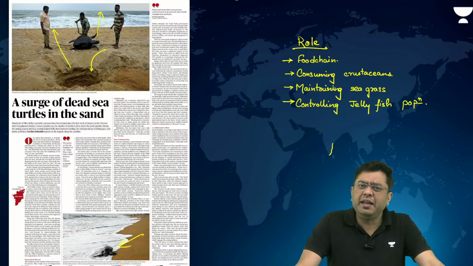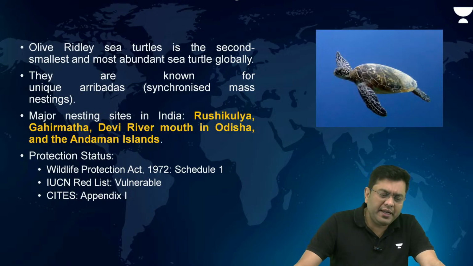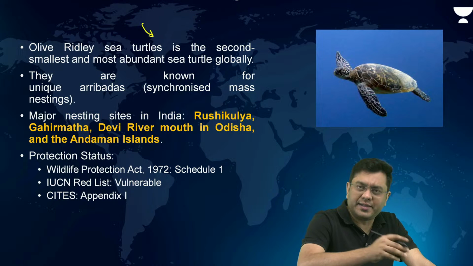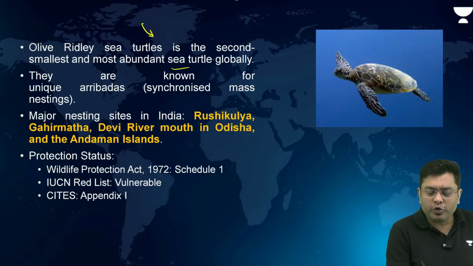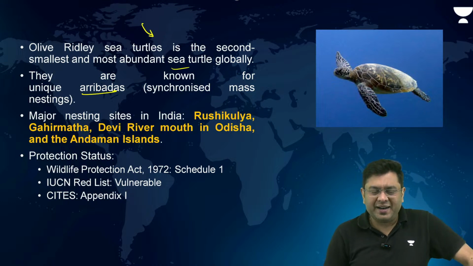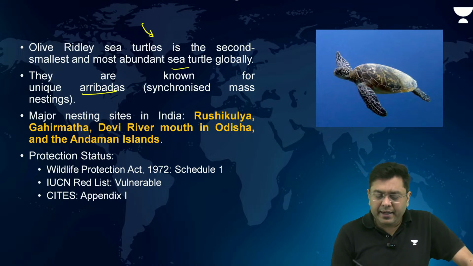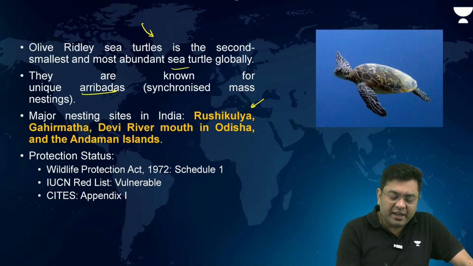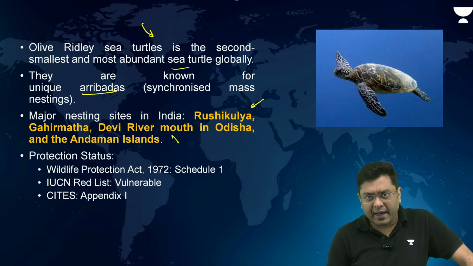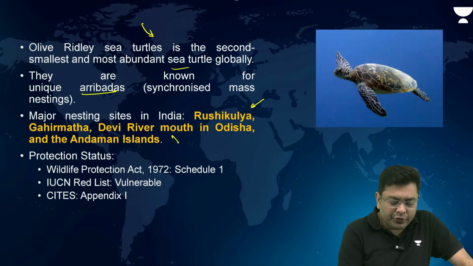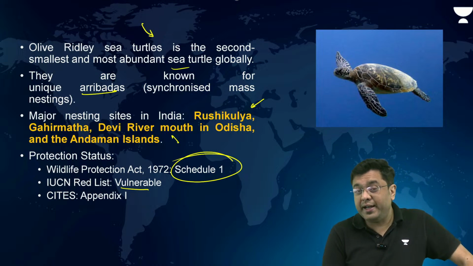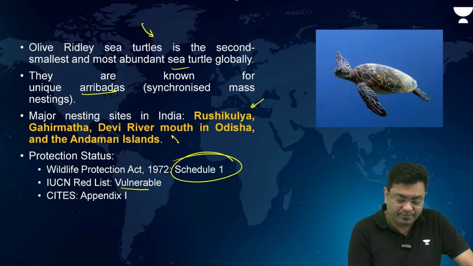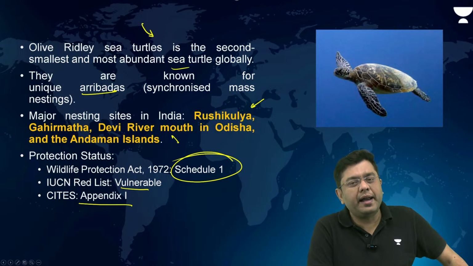Now, very briefly, let us understand the details of olive ridley. They are basically the second smallest and the most abundant sea turtle globally. They are known for unique arribadas or synchronized mass nesting. Major nesting sites in India: Rushikulya, Gahirmatha, Devi River mouth in Odisha and the Andaman Islands. Protection status: IUCN vulnerable. Wildlife Protection Act Schedule 1. Under the Convention on International Trade in Endangered Species of Flora and Fauna, listed under Appendix 1.